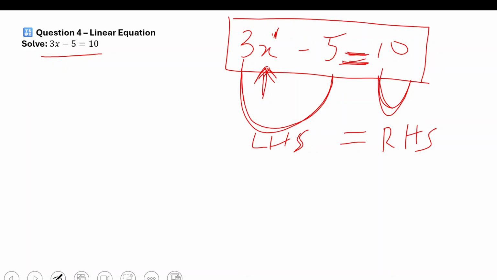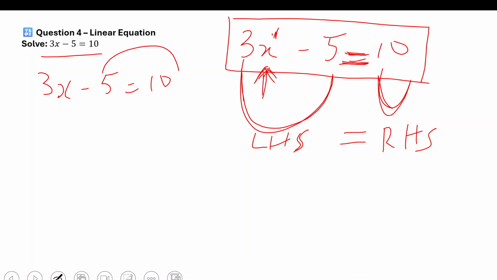Okay, so we are going to solve this equation. The first thing we'll do is to write out the expression again: 3x minus 5 is equal to 10. So this is minus 5. When it crosses the sign of equality, it becomes plus.